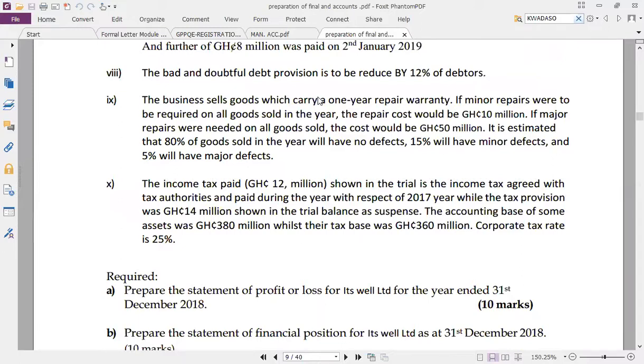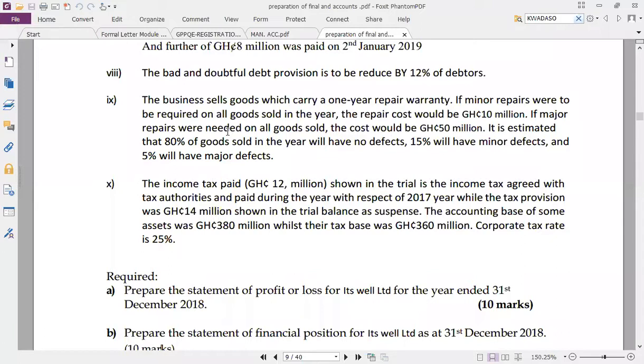Now the last bit says that the accounting base of some assets was 380 million, whilst their tax base was what? 360 million. Corporate tax rate is 25%. So what do we do? We have to find the temporary difference and calculate what? The deferred tax provision at the end of the reporting period. So that's the end of the footnotes.